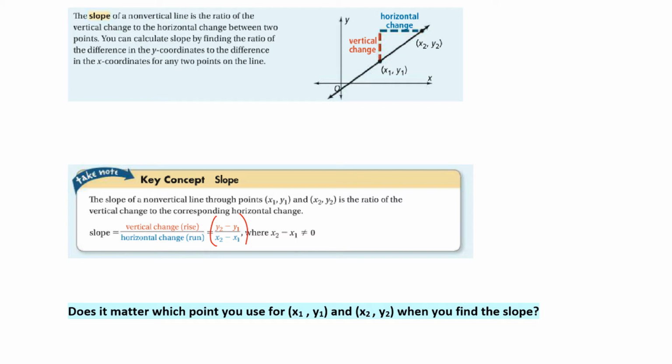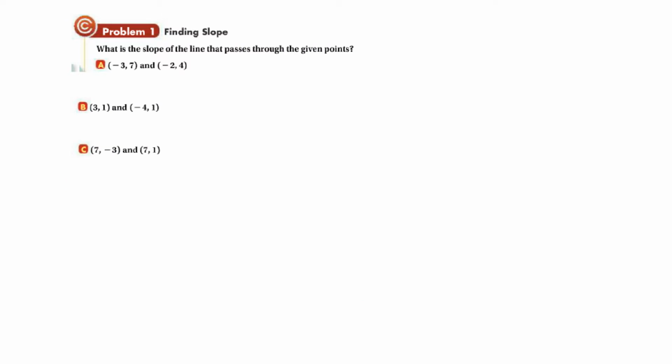Does it matter which point you use for x sub 1, y sub 1, and x sub 2, y sub 2 when you find the slope? No, it doesn't matter. And we will see this in the coming problems. So now, problem 1, finding slope. What is the slope of the line that passes through the given points? Remember, it's the ratio of the vertical change to the horizontal change.